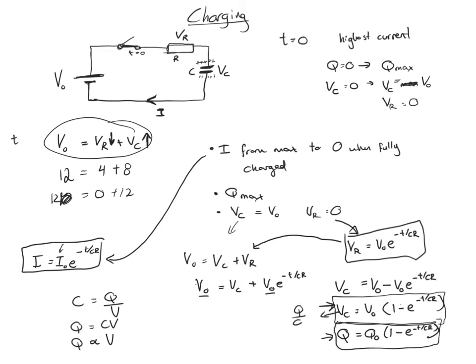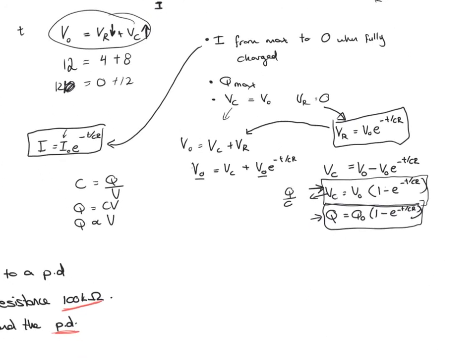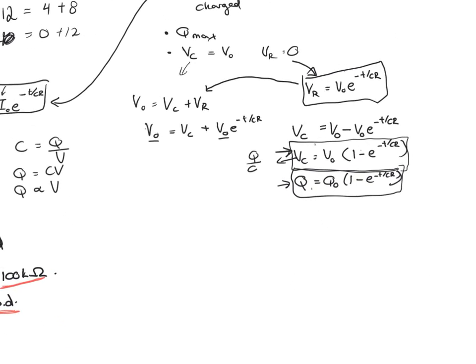In the exam, you will be given the formula booklet and you will only be given these two expressions. You won't be given the actual expressions in terms of Q, V and I, or which capacitor or resistor you're looking for the potential difference across. You will only be given this expression and this one, 1 minus e to the minus t over CR.